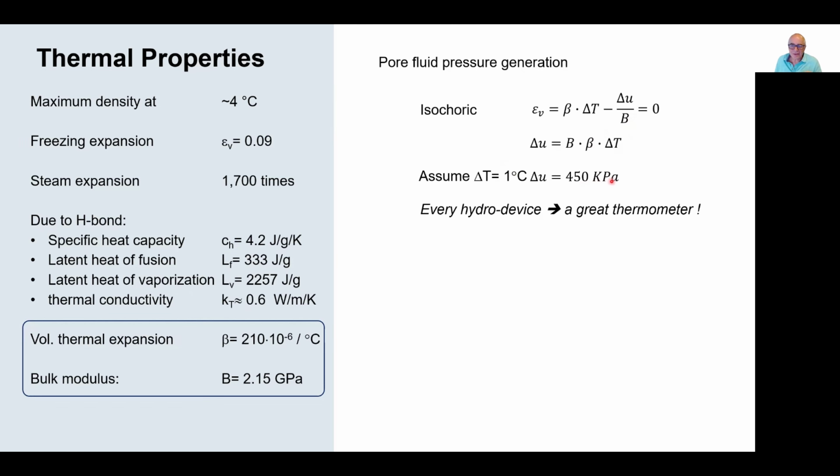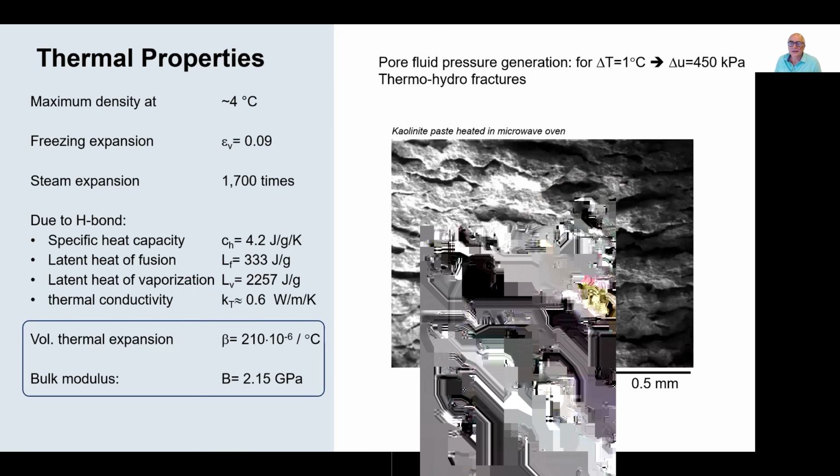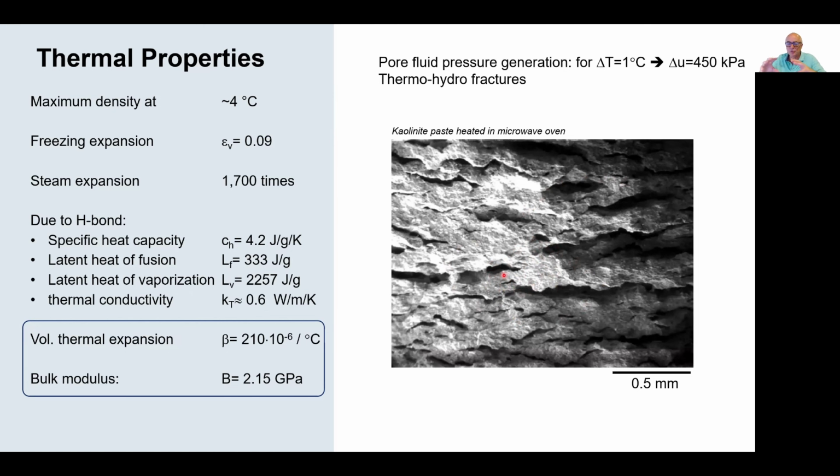And that's the reason why every device in the laboratory where we measure pressure is actually a great thermometer. We have to make sure that our experiments are conducted at very stable temperature conditions, and our laboratories often vary in more than 2 or 3 degrees. And what can happen if you don't do that? Well, this is the case. The expansion can be so pronounced that this is kaolin that was mixed with water, let's say something close to the liquid limit. You put in the microwave oven, it completely hydraulically fractures inside because of that water expansion.